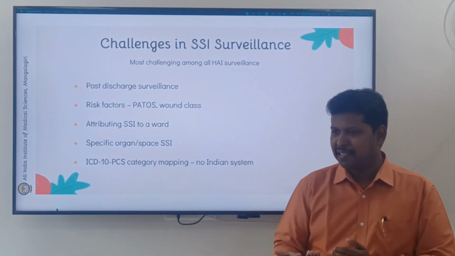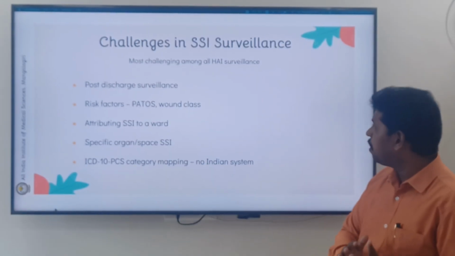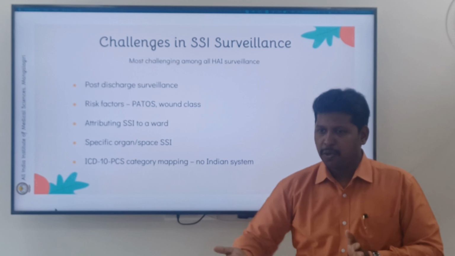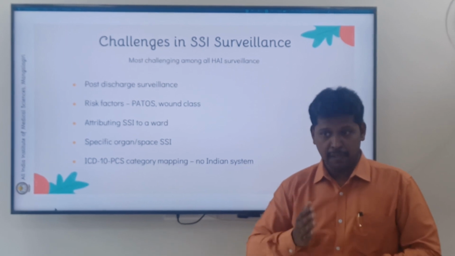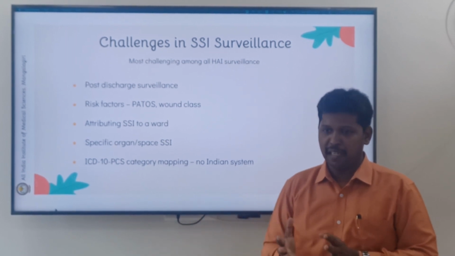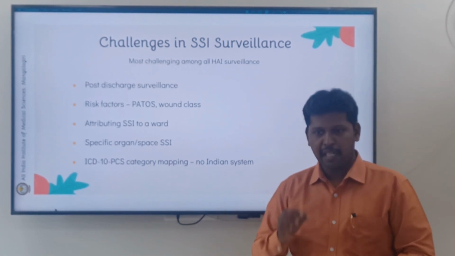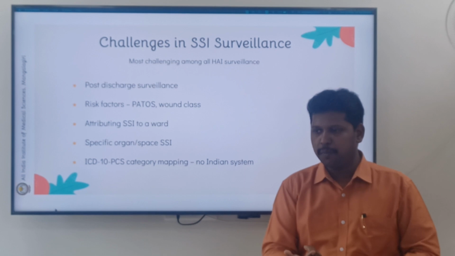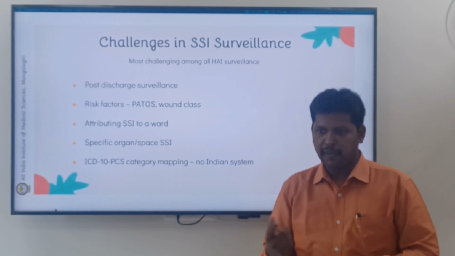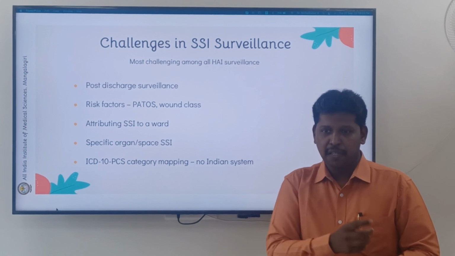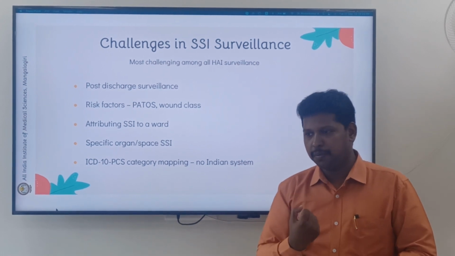So what are the challenges? As I already discussed briefly, post-discharge surveillance. The patient goes home after a week. For the remaining 3 weeks, you need to follow the patient. The patient will come to the hospital, but he will come to the OPD or a procedure room for a dressing change and so on. So he will not come to the ward where he was admitted during or after the surgery. So from that OPD, we should be able to take the data.